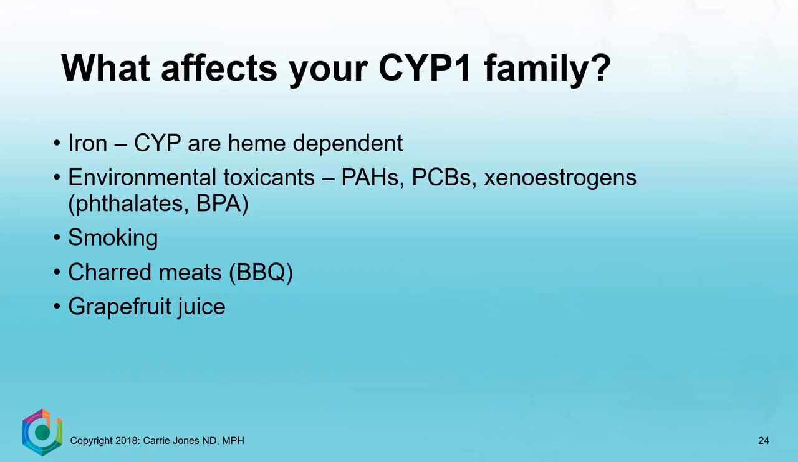So let's start with phase 1, of course. So these are your cytochrome, the 1 family, 1A1, 1A2. And of course, they're affected by iron. CYP are heme dependent. And how many of your patients have iron issues? Either iron overload or they're iron anemic, or iron insufficient. So many of your patients. So if they already have iron issues, they're probably going to, in part, have some detoxification issues. Environmental toxicants. We know that environmental chemicals affect your base excision repair mechanism, but they will also affect your CYPs, of course. Smoking, charred meat from barbecues, and grapefruit juice will all affect your CYP family. So just keep this in mind first and foremost.